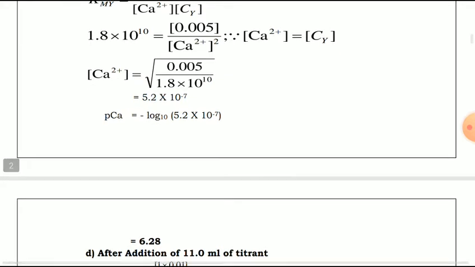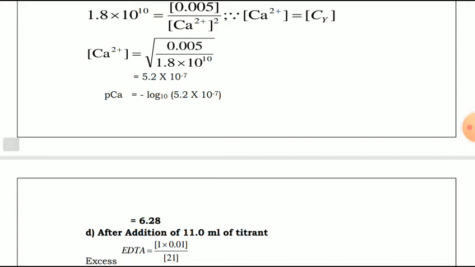Now the last step, after addition of 11 ml of titrant. The concentration of EDTA is equal to 1 into 0.01 upon 21. Why 1? Because the entire calcium 2+ ion solution that was present in the conical flask will be totally consumed for the formation of calcium EDTA complex. Now only EDTA solution will be remaining, that we are adding only 1 ml in excess. That's why 1 into 0.01 upon the total volume, which will be 21 ml.